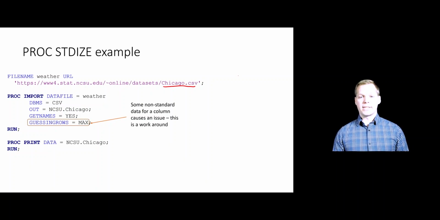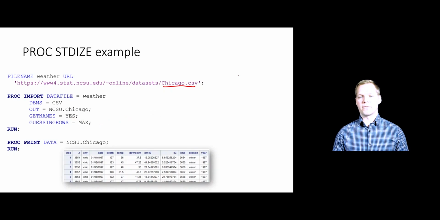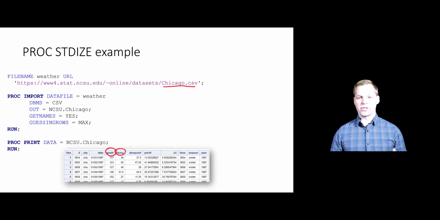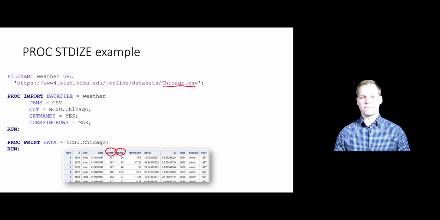All right, let's look at this data set before we standardize it. These are the different variables that we get. You might see variables like death and temp. These are the temperature in Chicago, the number of deaths, and some other weather information as well from 1997. Maybe we want to standardize these two variables for use in some analysis.